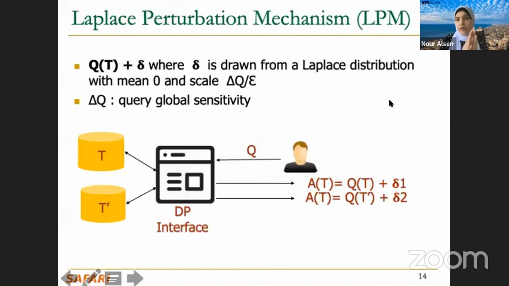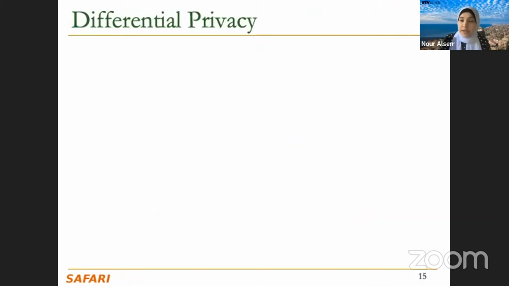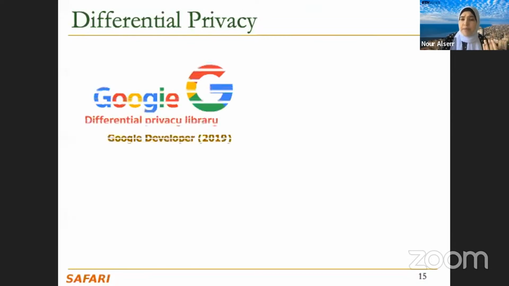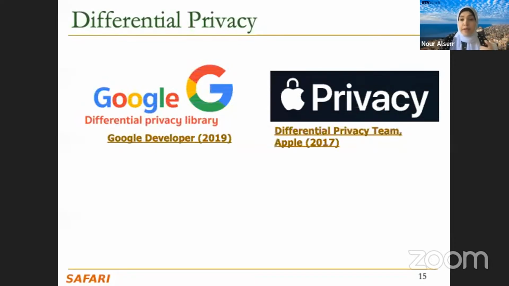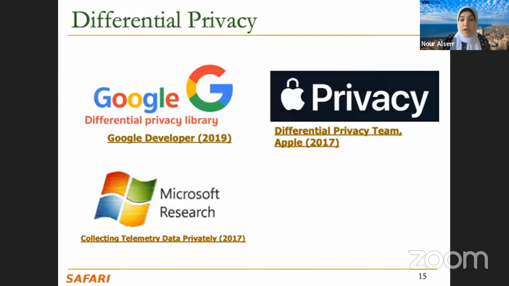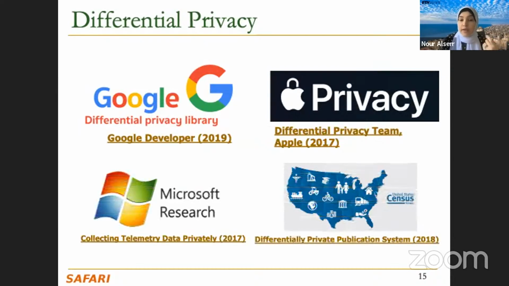Then at the end, we are adding noise, okay? We also have other approaches like Gaussian, like exponential, and so on. Here, since we are dealing with numerical data sets, Laplace fits our genomic data sets. Differential privacy is currently used by many big companies for collecting data, for example, Google for crowdsourcing data, Apple for examining the information shared from customers, also Microsoft Research, and finally the Census Bureau, one of the biggest census organizations in the United States.